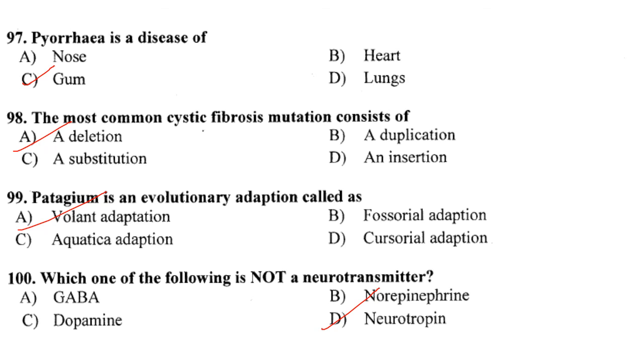Then patagium is an evolutionary adaptation called as. So patagium is a membranous structure that assists an animal in gliding or flight. So answer is volant adaptation, because volant adaptation is defined as adaptation that are done by animals that spend most of their time in the air flying. And fossorial adaptations are adapted to successfully digging burrows and spending their time underground. Aquatic adaptation are changes or adjustments in behavior, physiology or structure of organism that enable them to live in the aquatic environment. And cursorial adaptation could be considered adapted to long distance running at high speeds.